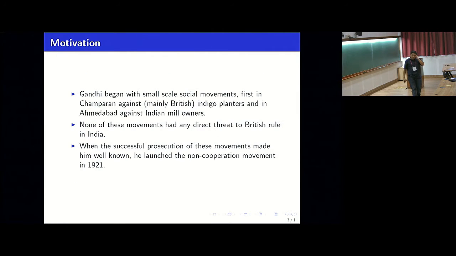Even if we go back to Gandhi's example, Gandhi began with very small scale movements: in Champaran against the British indigo planters, then in Ahmedabad against Indian mill owners. These were not direct attacks against the Britishers, but this helped to establish his reputation as a leader. None of these movements posed any direct threat to British rule in India at that point of time.